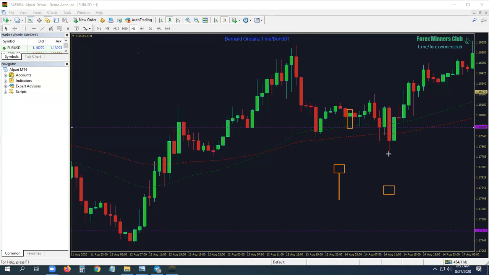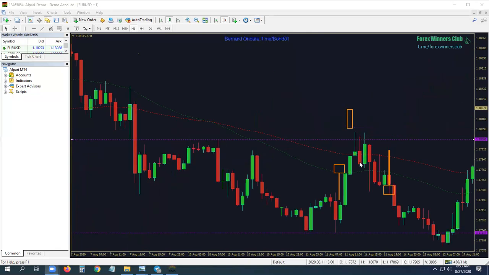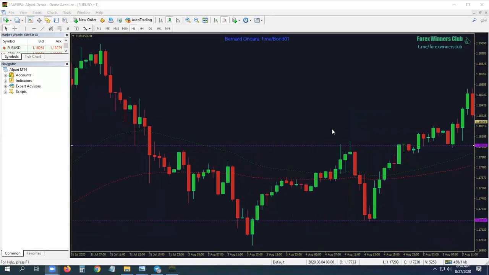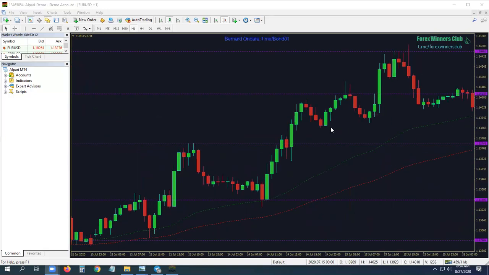This is a shooting star. Also, the tail must be at least twice the body length. Okay? And for that reason, this is a shooting star. The next one is not a shooting star. Are we together? Very good. So using the same chart, let's look at the inside bar strategy from where we start.